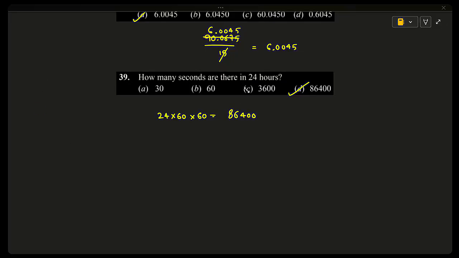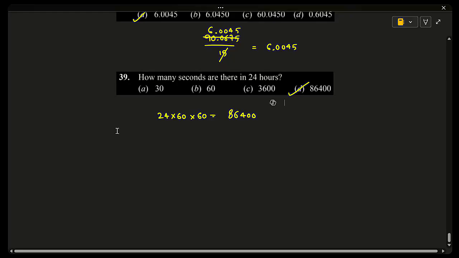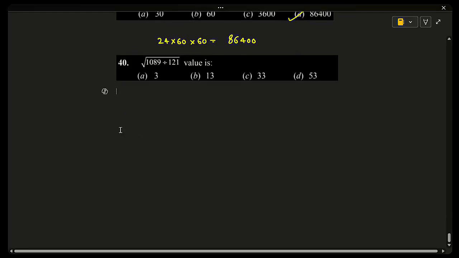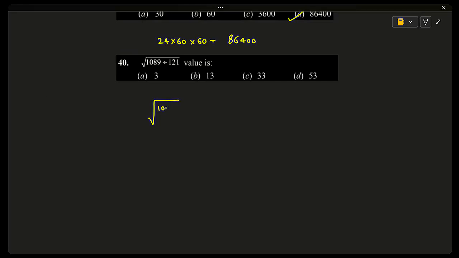40. So square root of 1089 divided by 121, we can write in the fractional form like this. So it's square root of 1089 divided by square root of 121. So root 1089, we know it is 33. We remembered squares up to 35. And root 121 is going to be 11. 11 threes are 33. Answer is 3.